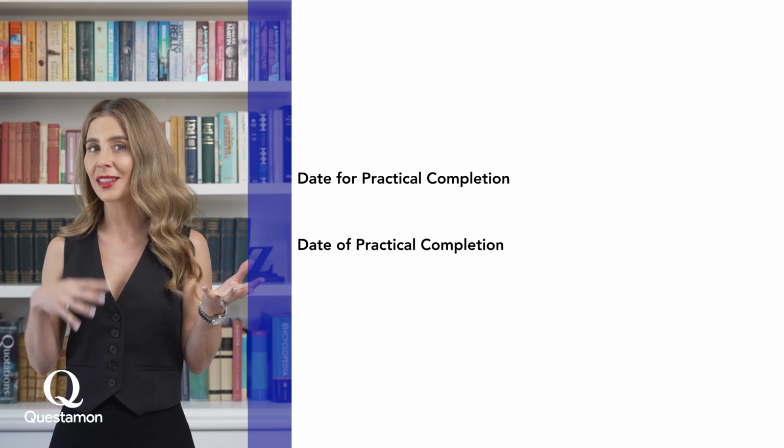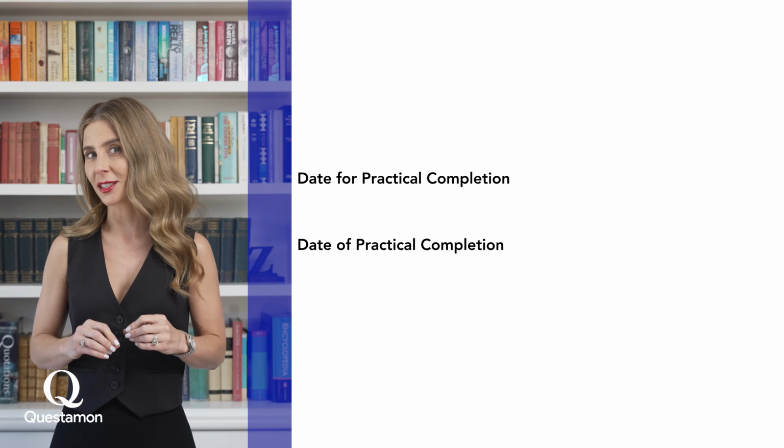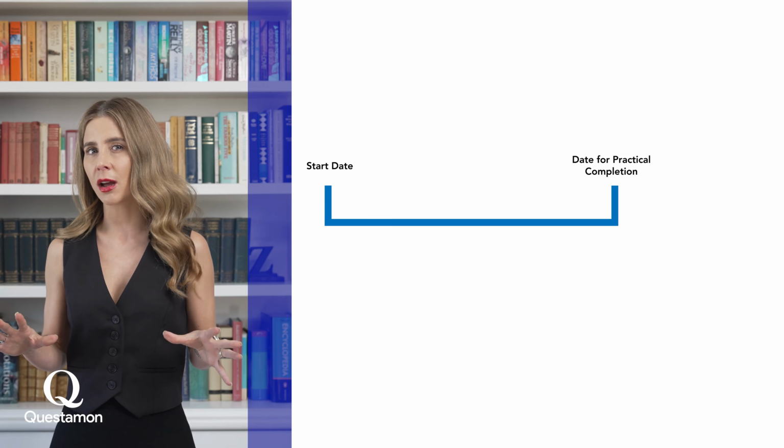Now, there are two terms in a construction contract that sound very similar: the date for practical completion and the date of practical completion. The date for practical completion is the date listed in the contract, plus or minus any extensions of time that are awarded during the life of the project. Whereas the date of practical completion is the date that the superintendent signs off that the work is actually complete. So let's think of that on a timeline.